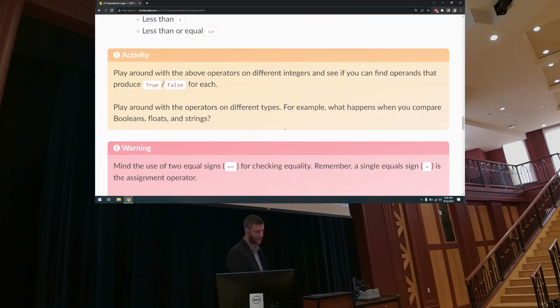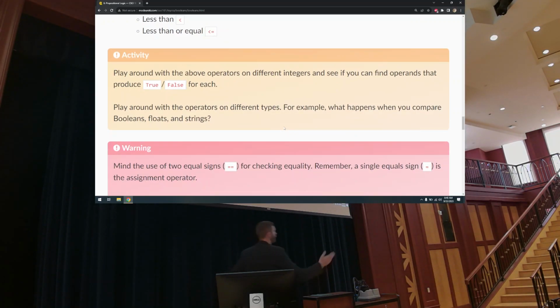Now here's a quick activity. Open up Colab and just play with a variety of values of different types, and apply these comparison operators to them and see what you can do. See what you can actually compare, what you can't compare, and whatnot. I'll give you a minute and a half or so for this one.